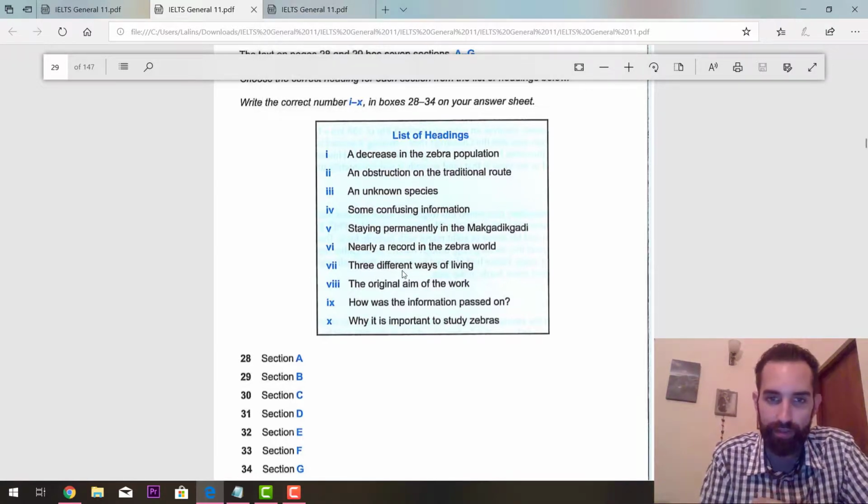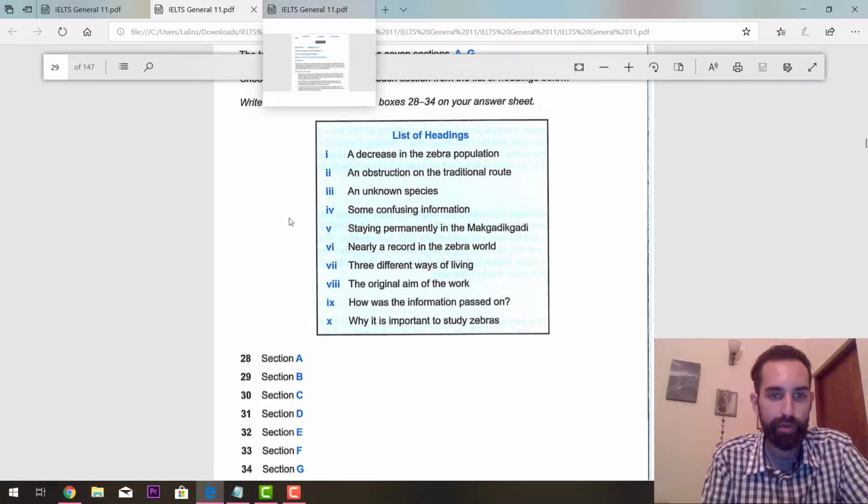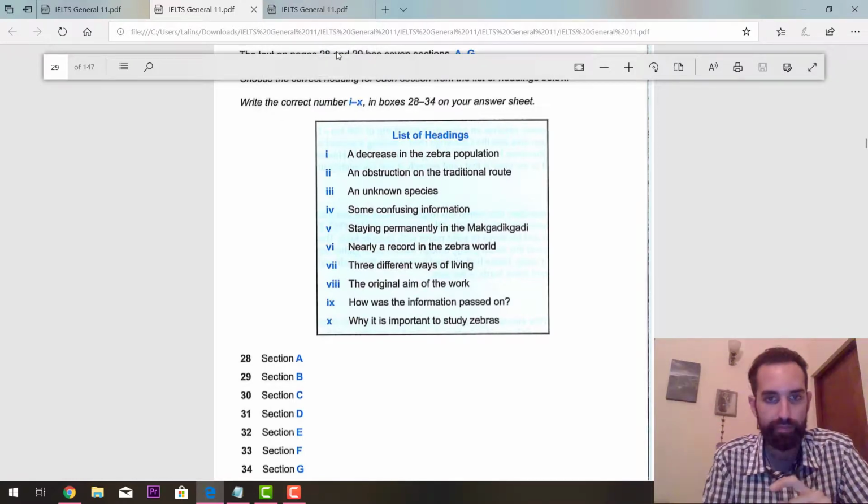Three different ways of living, no, that wasn't mentioned. The original aim of the work, no. How was the information passed on? No. Why is it important to study zebras? No, it was definitely VI. None of those matched. Okay, so we're looking for section B now.